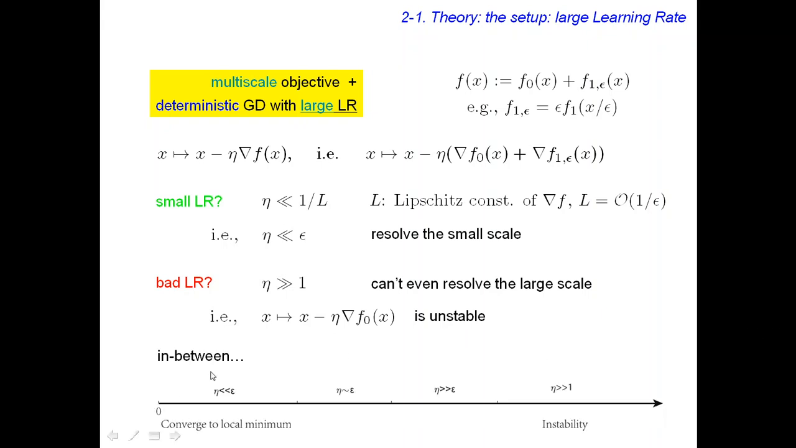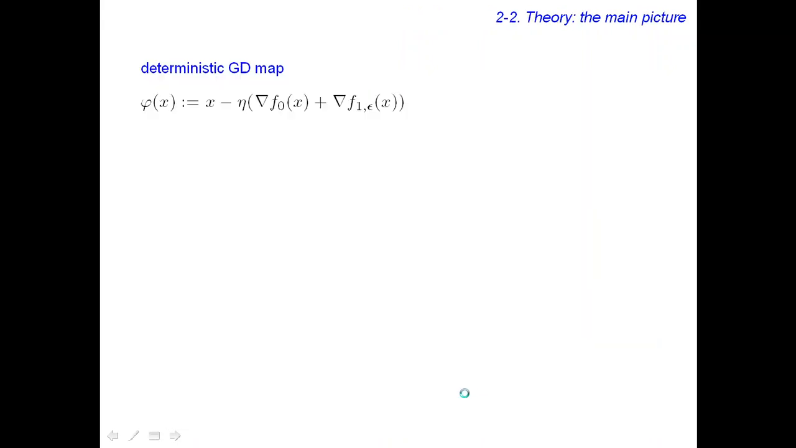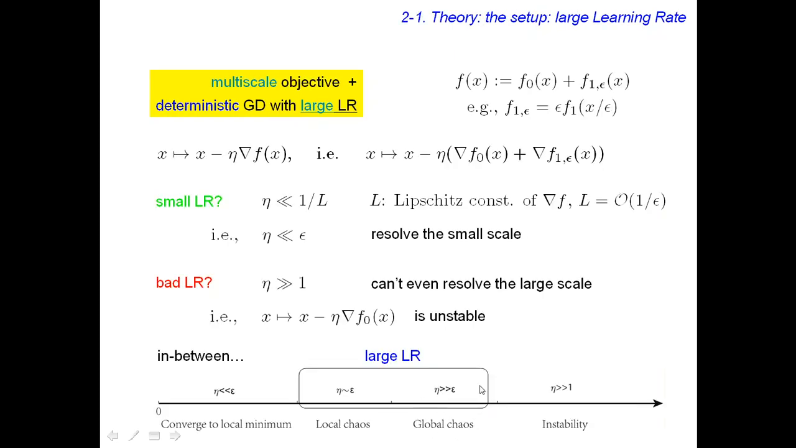However, in between this convergence to local minimum regime and instability regime, there is some space. In fact, rather vast space, and the regime in between is what I'm going to call the large learning rate regime. In fact, this regime can be split into multiple subdomains. So when eta is large but not too large, you will have something that I'll call local chaos, and then as eta further increases, the chaos will transition into global chaos. And of course, I'll define and talk about these two kinds of chaos. But for now, let me describe to you the main picture of the theory.